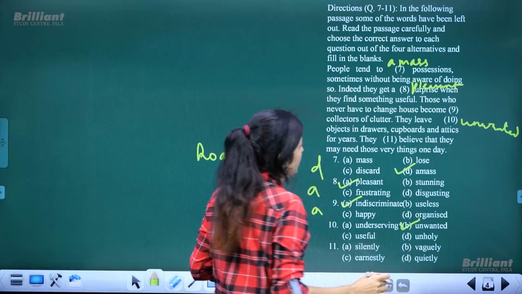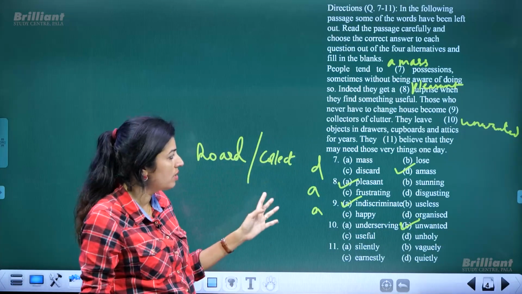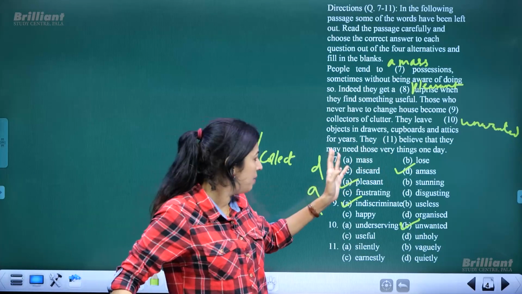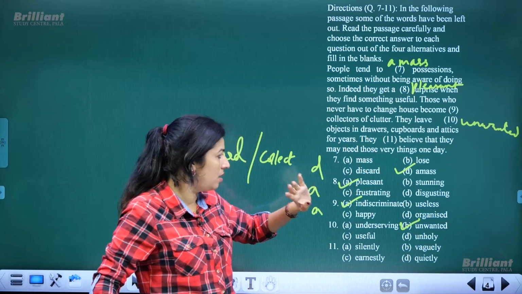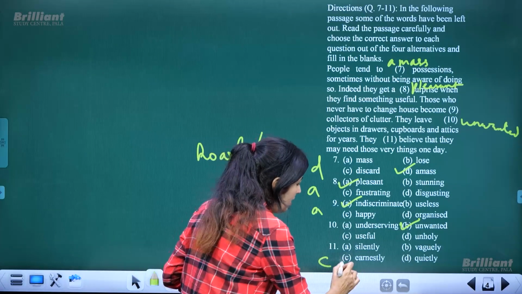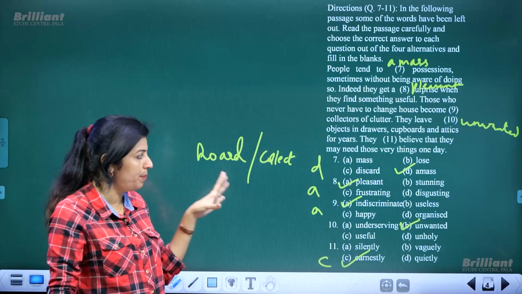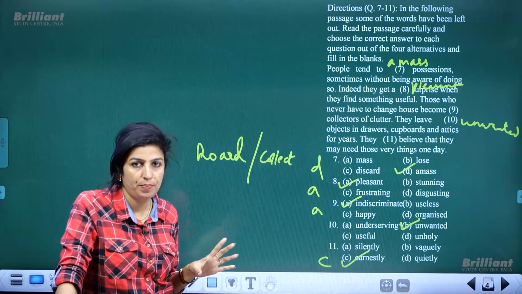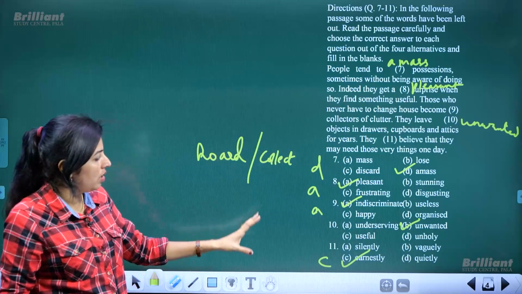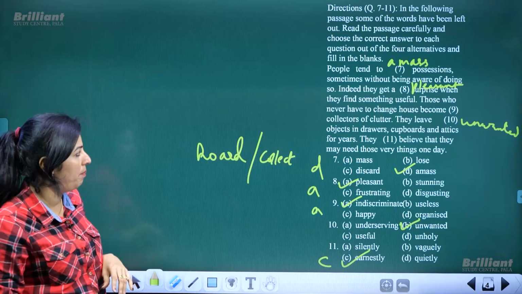unwanted things or objects in drawers, cupboards and attics for years, for many years without any use. They believe that they may need these things one day. They strongly believe that one day these things will be of some use. Okay. So now if you supply these words, it would make a logical passage.